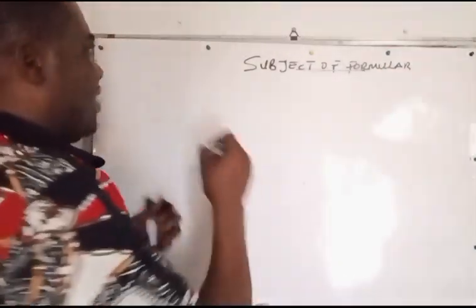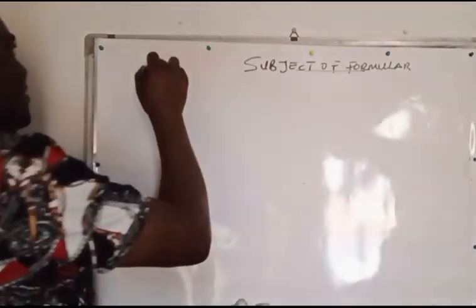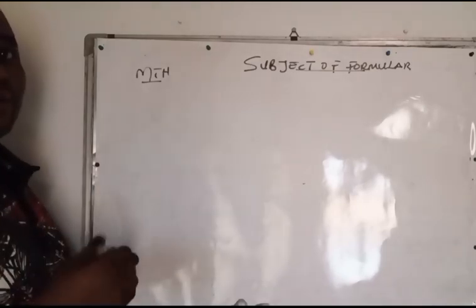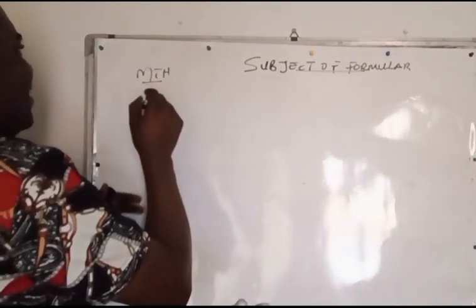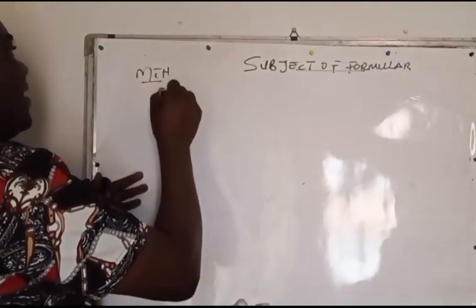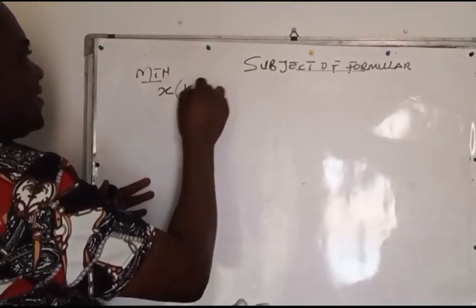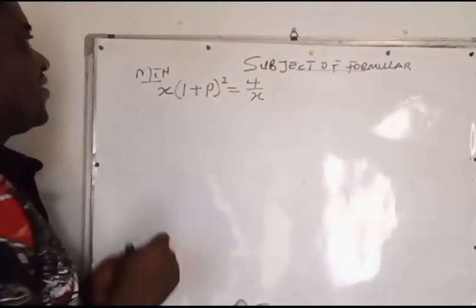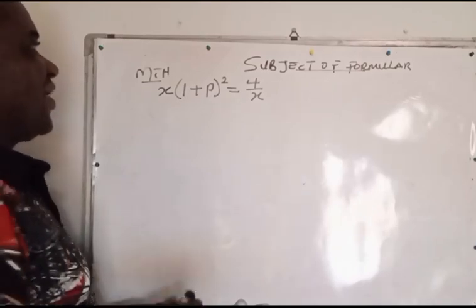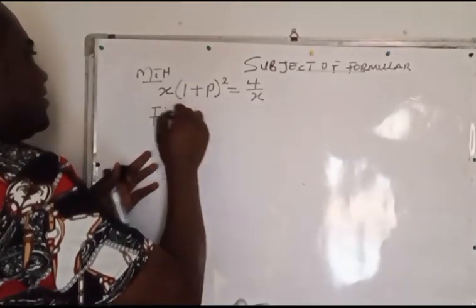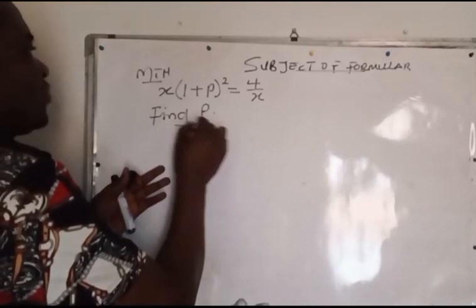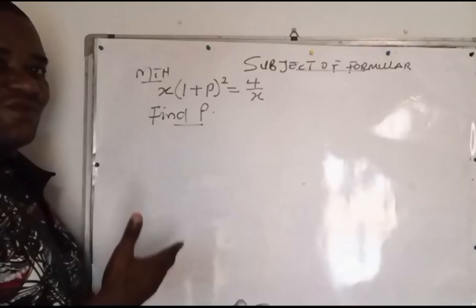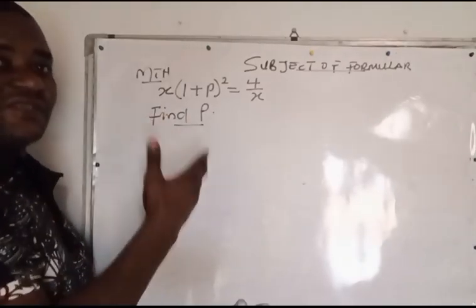Now take for example that you are given a question under mathematics, and you are asked to solve for a particular value. Let's say p, for example. You are given a question like x open parenthesis 1 plus p square equals 4 over x. You are to find the value of p. That is what is expected of you to look for. This is a typical mathematics question, looking for p or making p the subject of formula.